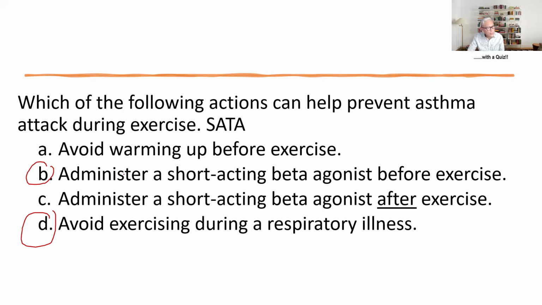Okay, so the correct answer is going to be letter B. You remember preventive measures include the administration of a short-acting beta agonist before the exercise, not after the exercise. And then, of course, avoid exercising during respiratory illness.